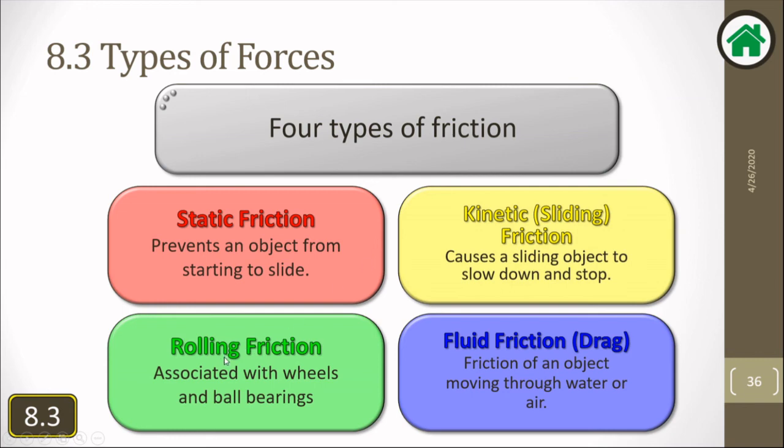Rolling friction is exactly what it sounds like. It's the friction associated with wheels and ball bearings. And fluid friction, also known as drag, is the friction of an object that is moving through a fluid. When we say a fluid, that could be either water or air. Fluid just means something that flows. So water and air are fluids, and anything that moves through the water or through the air experiences drag because it has to push the water or push the air out of the way in order to go through it, and that requires a force.